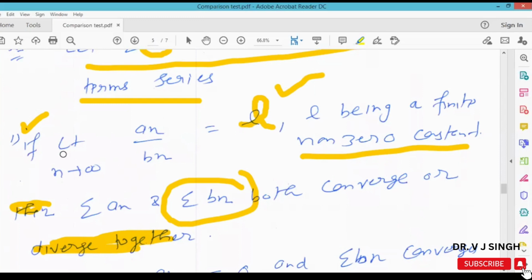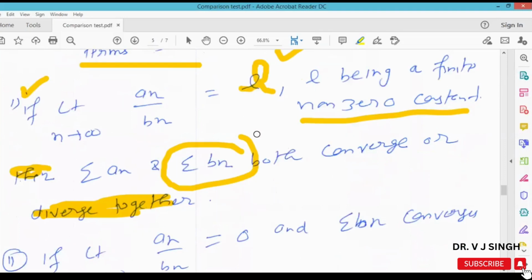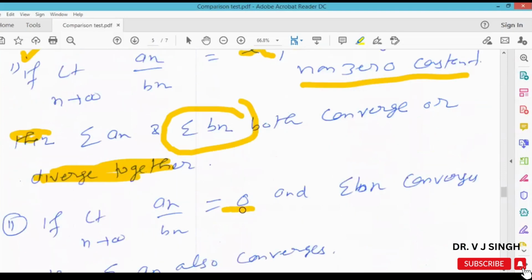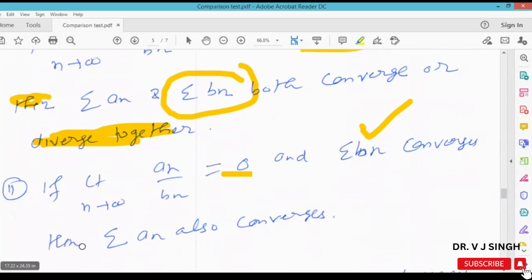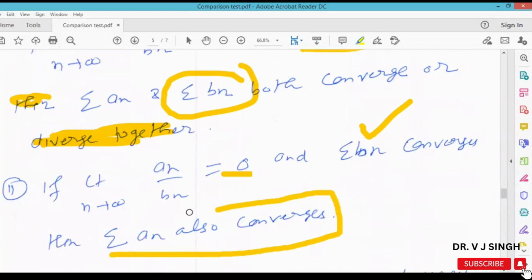Now it is possible that when we put n tends to infinity, the answer may be 0. The first case was any finite number; the second case is that the answer may be 0. Then only check bn. If bn converges then an also converges. For divergence there is nothing we can say; we can say nothing if divergence comes. If bn converges then summation an also converges.